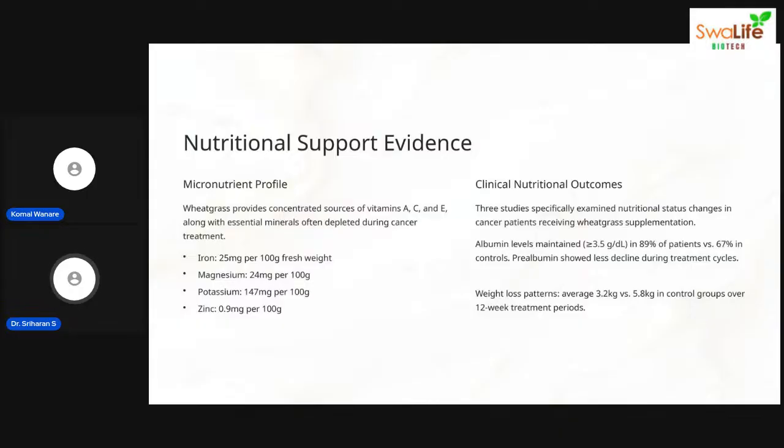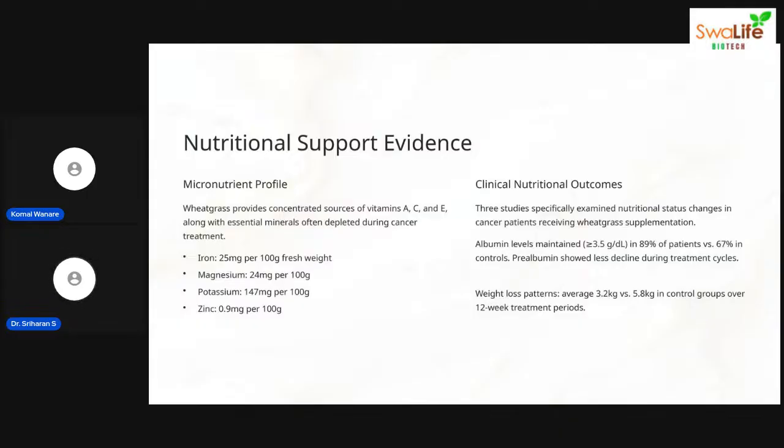Likewise, as I said before, nutritional support evidence. In cancer patients we need nutritional support because they have low nutritional benefit and nutritional status due to the medicine they take, chemotherapy, radiation, nausea and vomiting. Likewise, these are their major side effects.